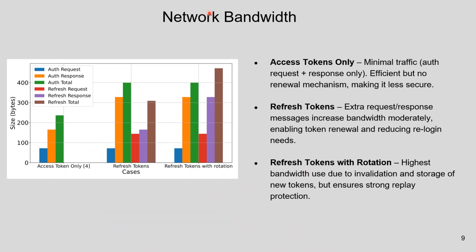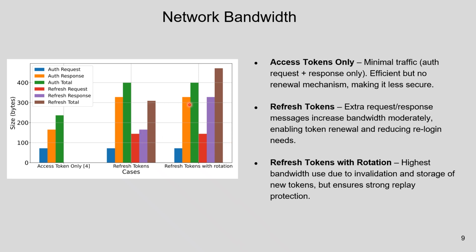We have also conducted an experiment to measure the network bandwidth consumption. As you see in this diagram, when we only use the access token, it has the least consumption. But it is a very basic form and it takes a lot of time to get new access tokens. And when we use refresh token, it consumes some additional bandwidth because now the server has to issue 2 token types.